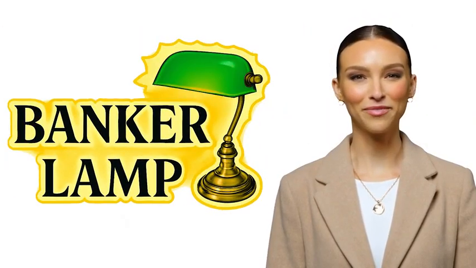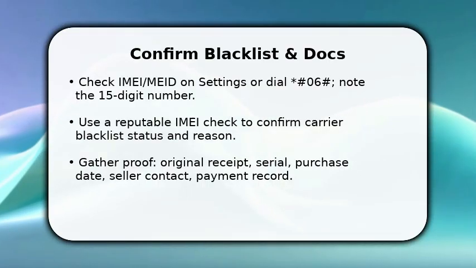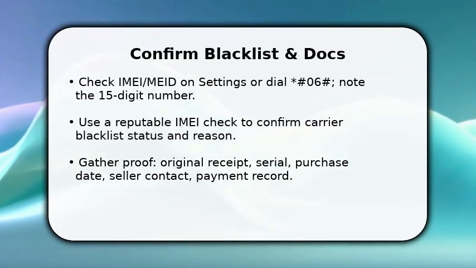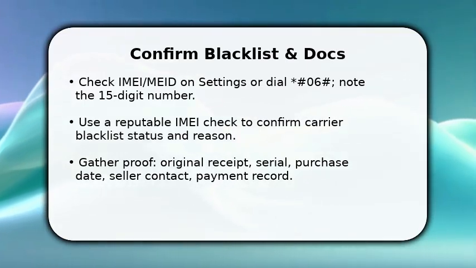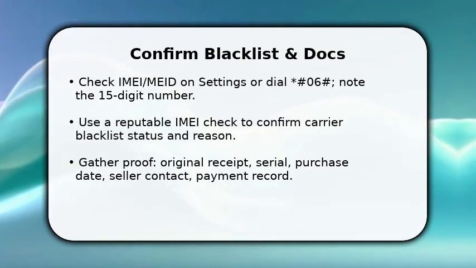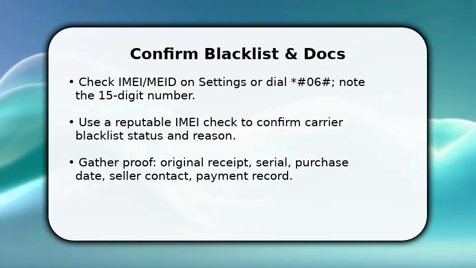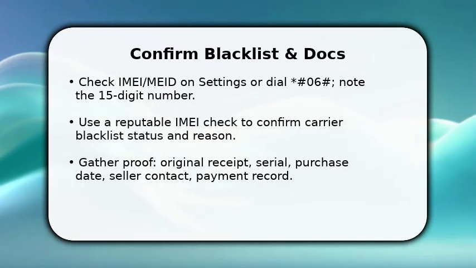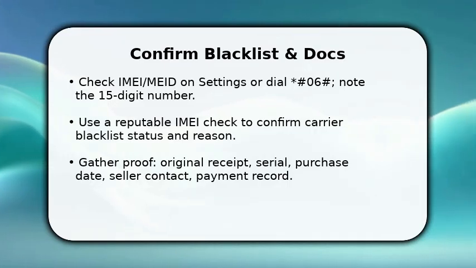Please enjoy the video. You start by proving status and ownership. Get the IMEI now, in settings, or dial *#06# and confirm the device is blacklisted. Once confirmed, assemble proof of purchase, serial, and any seller communication. These documents are what carriers require.